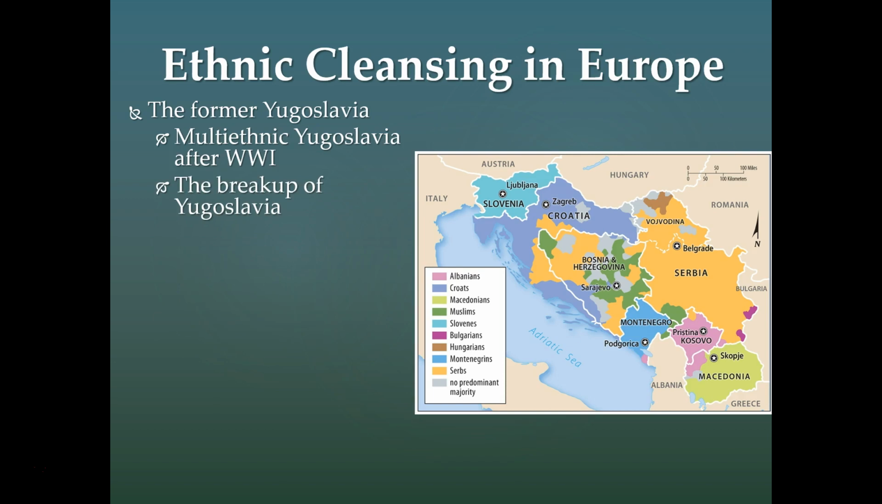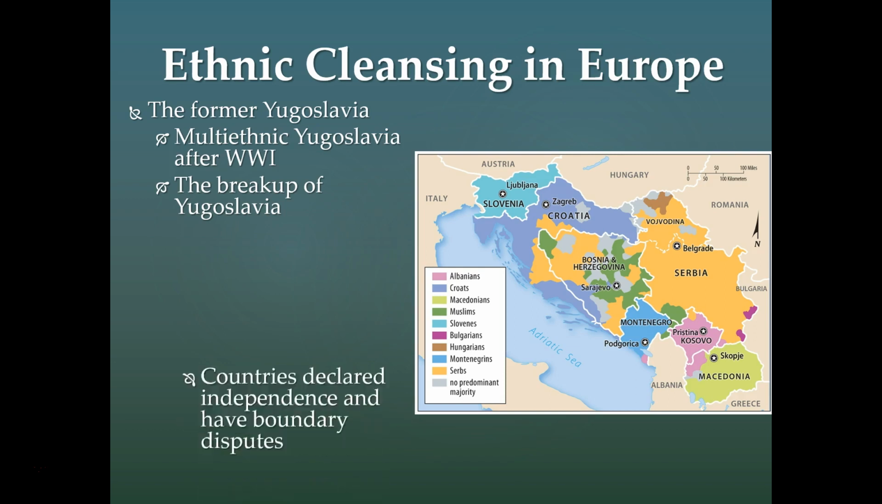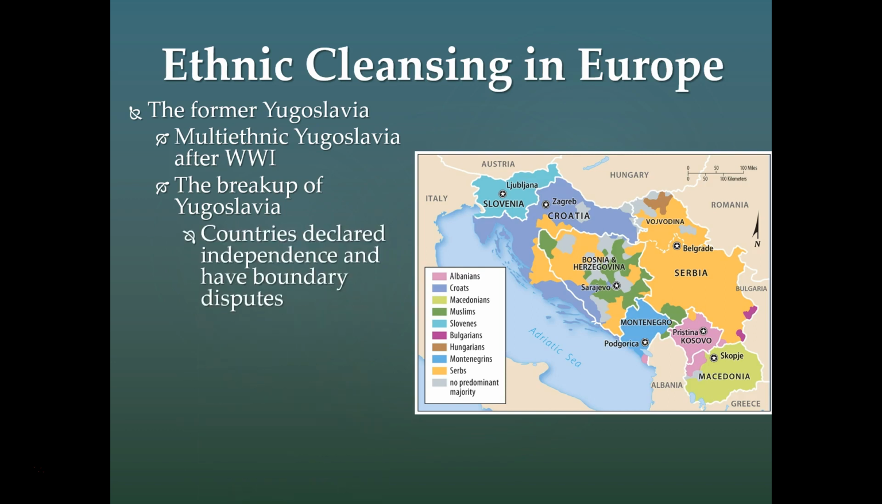Now, Yugoslavia breaks up. A bunch of different ethnic groups, and you can see the different colors represent ethnic groups, got into various conflicts throughout the years. In the early 90s, Yugoslavia breaks up. Countries, one after another, start declaring independence, and then they have border disputes.